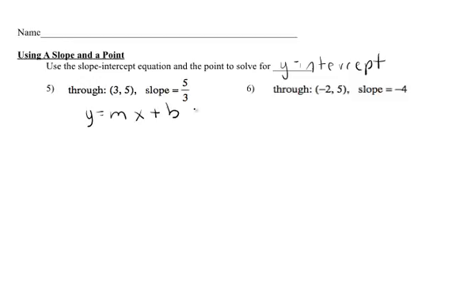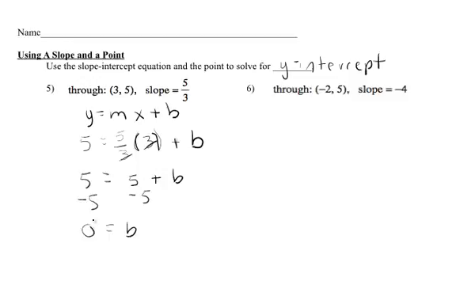Okay? Now, we know that our slope here is 5/3. We also know that an x for this equation is 3. And we know that a y for this equation is 5. We're going to use this information to solve for b. So 5/3 times 3 is 5, plus b is equal to 5. Solve here. B is actually 0.